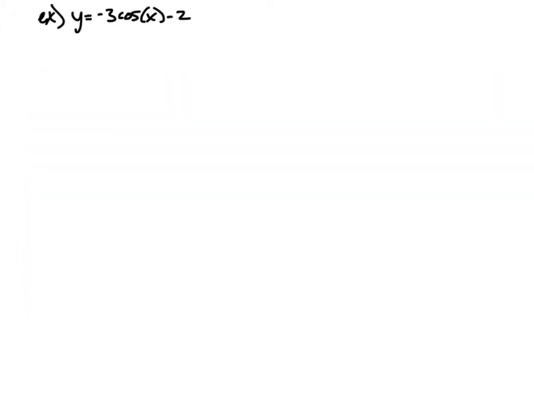The very first example that we're going to look at is y equals negative 3 cosine of x minus 2. So let's think about the transformations that happened here. Is there an h inside the parentheses? No. So is there any shift left or right? No. There is a minus 2. What is that minus 2 going to do? It's going to go down 2. So I'm going to have a midline where? Yeah, I'm going to have a midline at y equals negative 2.